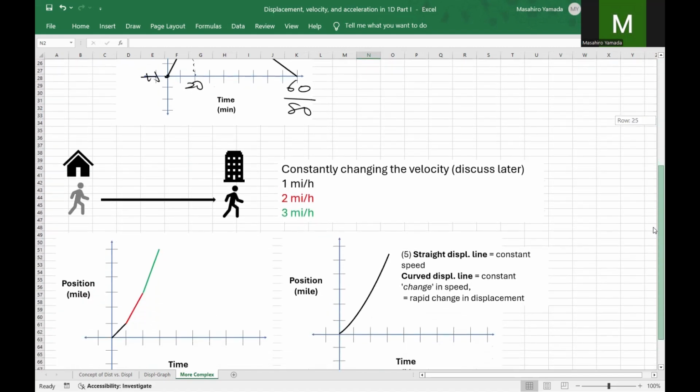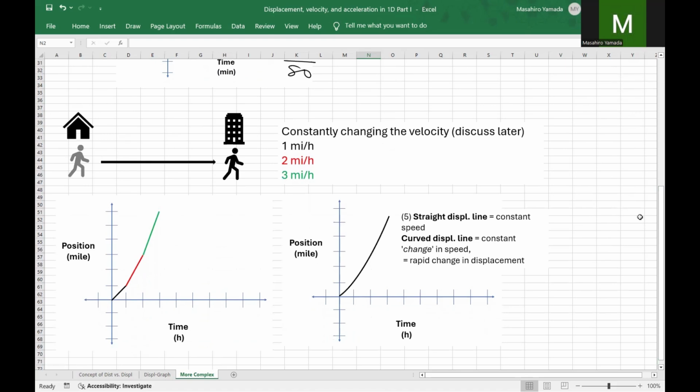The last point I want you to learn is a more complex situation where he actually moved from one place to another in just one direction. Okay, we're just talking about one-dimensional movement. In this scenario, he covered 1 mile in the first hour, but in the next hour, he picked up his pace and covered 2 miles. In the next hour, he covered 3 miles. So obviously, he sped up from the first hour to the second hour, and to the third hour. If you plot that, it should look like this.